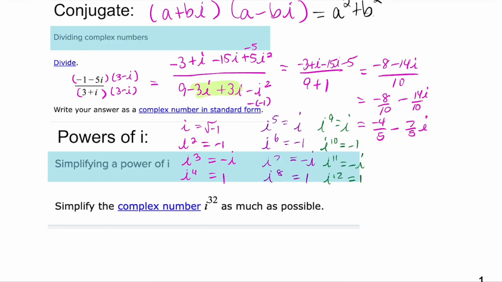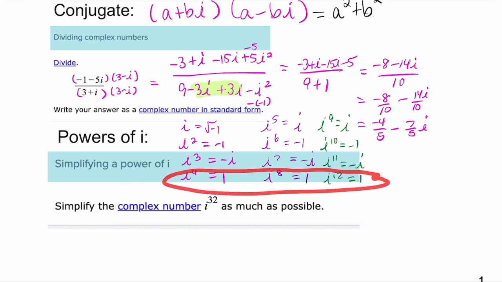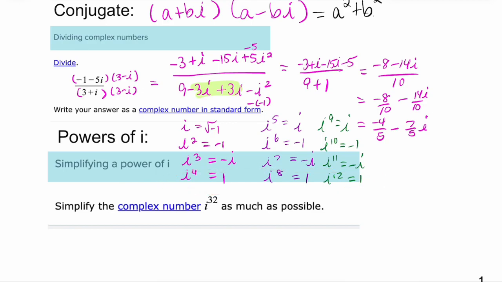So in mathematics, there's a part of mathematics that you can study if you ever decide to torture yourself that way. It's called number theory. And one of the things they talk about is remainders when you divide. So what you can think about is if you divide the power by 4 and you have no remainder, then it's always going to be 1. If you divide the power by 4 and the remainder is 3, it's always going to be negative i. If you divide by 4 and the remainder is 2, it's going to look like that. If you divide by 4 and the remainder is 1, it's going to look like that.